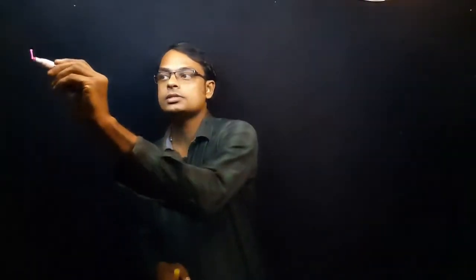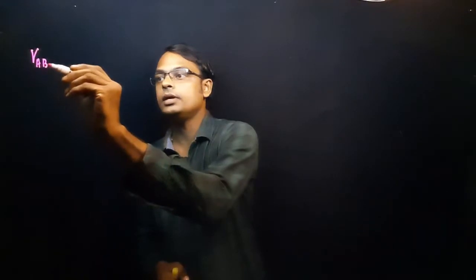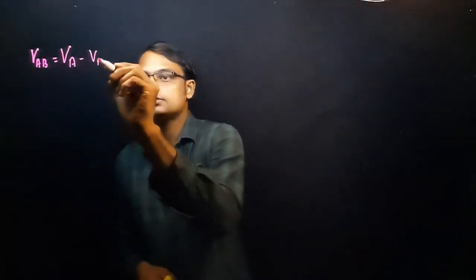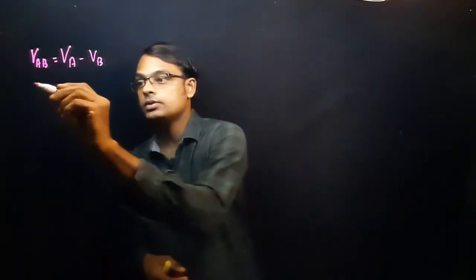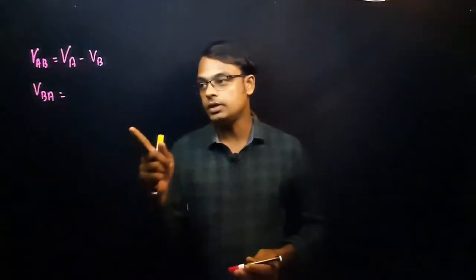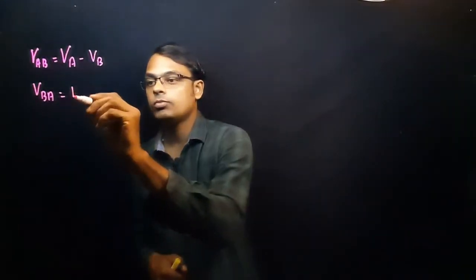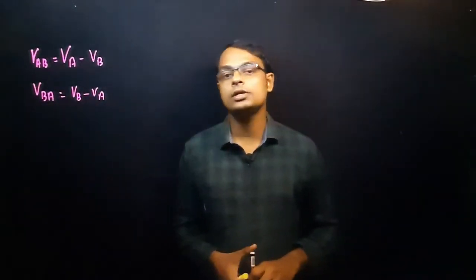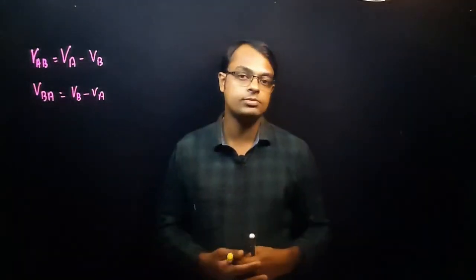In the previous section, we have already discussed the relative velocity concept. What is the relative velocity concept we discussed? One is VAB. What is VAB? Velocity of object A with respect to B, and we have discussed VA minus VB. And the other equation we discussed is VBA. What is VBA? The relative velocity of B with respect to A. So we have written that formula here, VB minus VA. So these are the formulas we have already discussed in the previous section, that is the relative velocity concept.